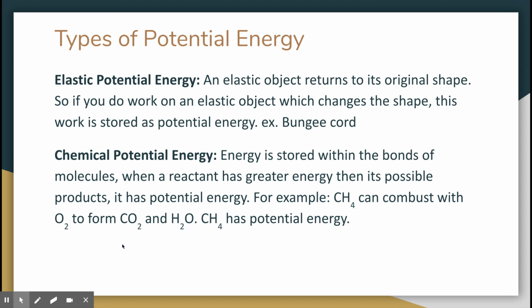Chemical potential energy is energy that is stored within the bonds of a molecule. So this is what we talked about in our chemistry unit. If you have a combustion reaction, that energy is actually stored within the bonds, and when that combustion reaction occurs, that energy is actually released. So the methane, which you're starting with, has potential energy because it's stored within the compound.